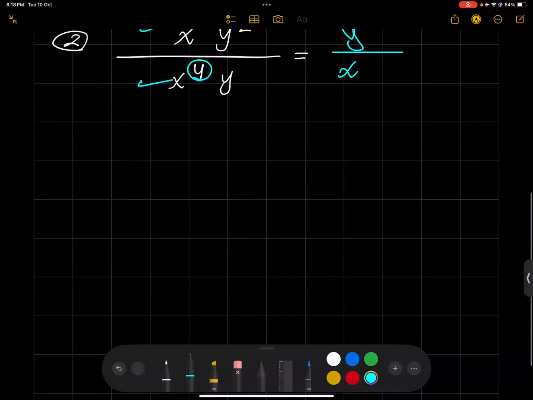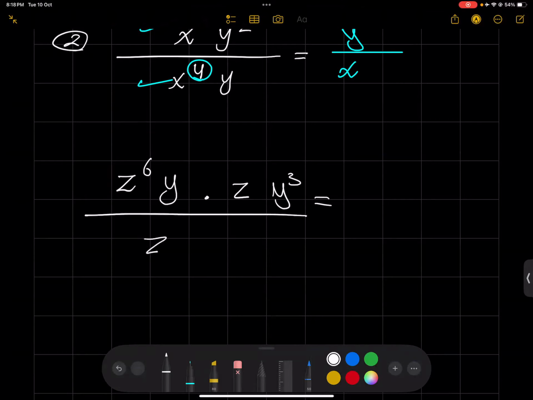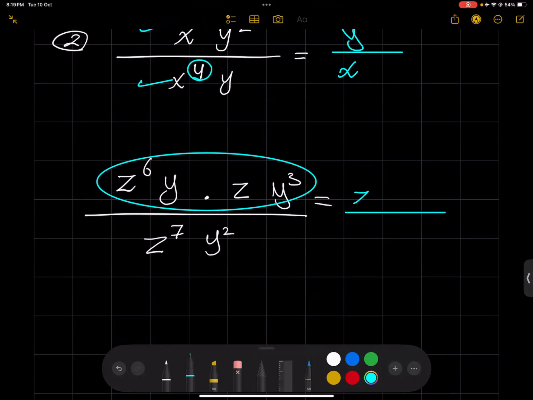Okay, let me try to go over something else. What if you have z power 6 y multiplied by z y power 3, over z power 7 y to the power of 2? How could I do this one? Seems like it's kind of multiplying, right? So I need to get the expansion of this one firstly. So it makes sense, this one's going to be z power 7, right? Because I tried to add 6 and 1. It's going to be 7.